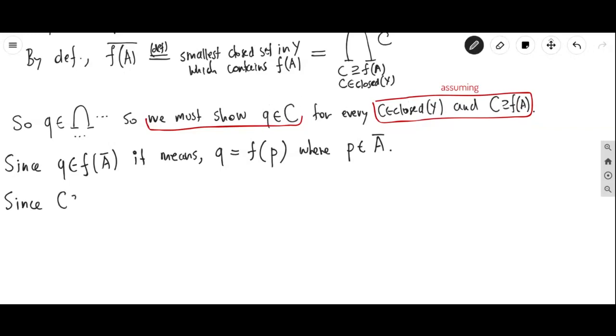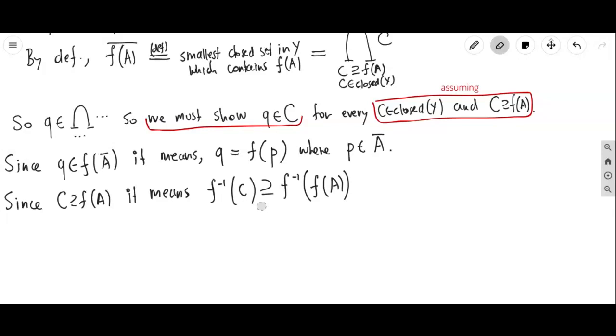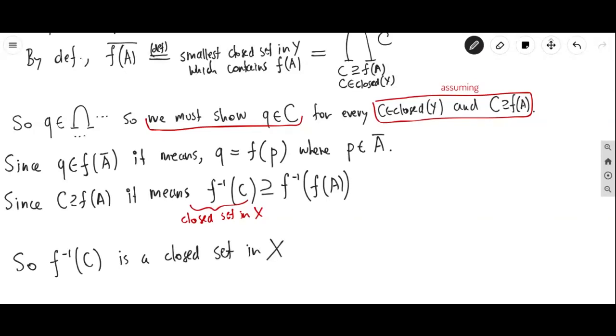So since C contains f of A, let's use the pullback. It means that f inverse of C will contain f inverse of f of A. All we're doing is applying f inverse to both sides. That's really what we're doing. Now, f inverse of C, what is this? This is a closed set. So f inverse of C is a closed set in X.